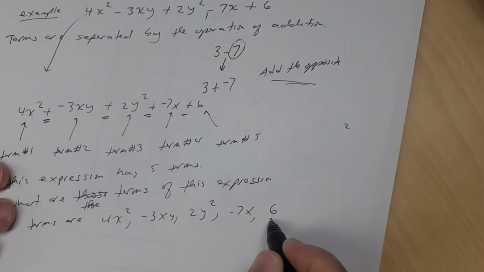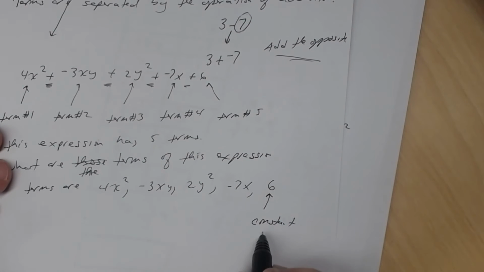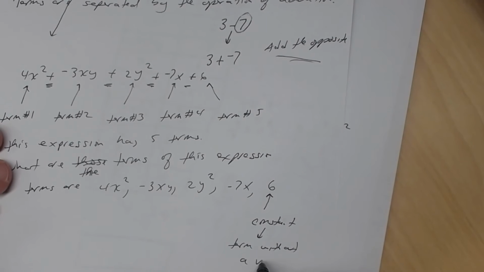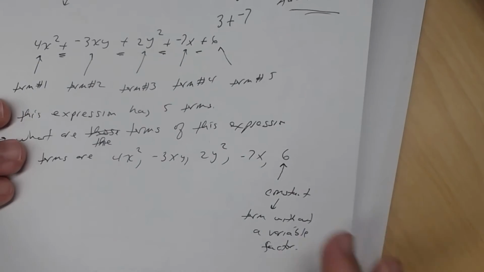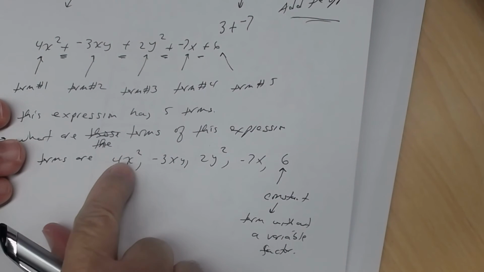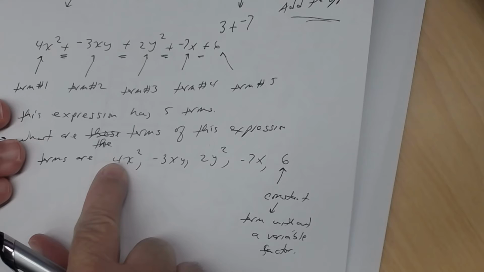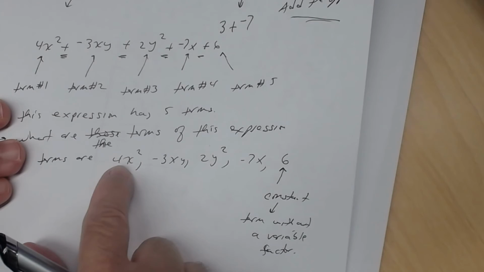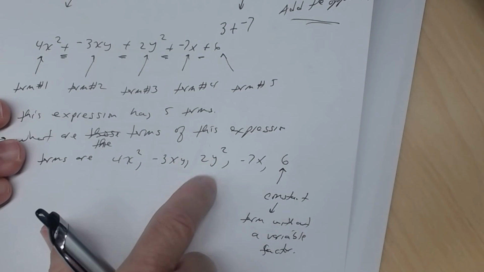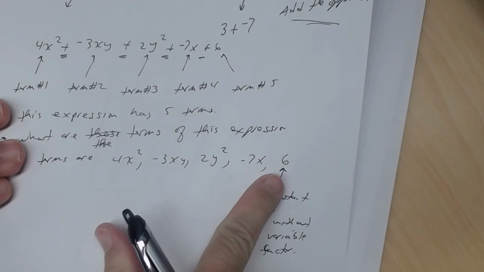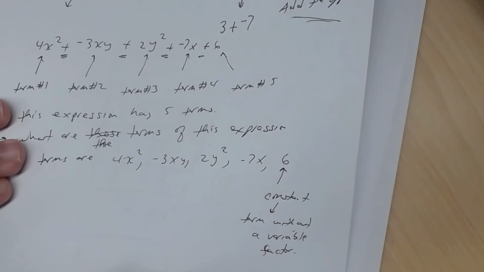This right here, just to let you know, is called a constant. So a constant is a term without a variable factor. And you're going to see later on why it's called a constant, because it's always constant. This right here is always going to be a 6. This other one varies, hence the word variable factor. It varies based on whatever number x is and whatever number y is. But since there's no variable here, it's always going to be a 6. That's why it's called constant.